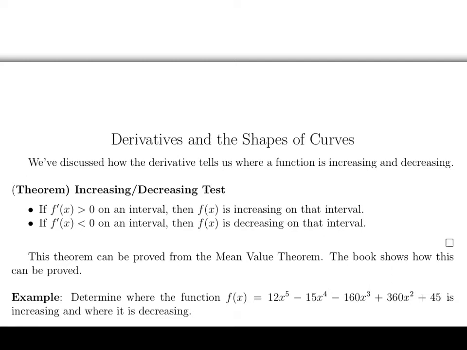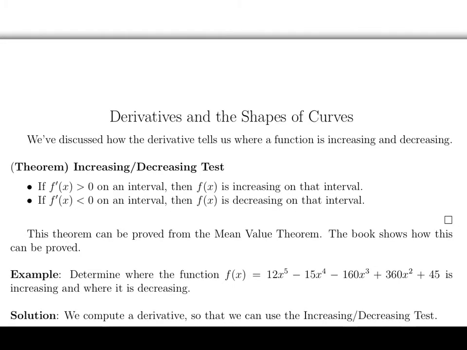Let's use this now to do an example of a problem where we're going to try to calculate where a function is increasing and where it's decreasing. So let's take this function, 12x to the fifth minus 15x to the fourth minus 160x cubed plus 360x squared plus 45. Let's find out where this is increasing and where it's decreasing. Now this is one of these problems that's actually really hard to do with your calculator, because your calculator is going to have a very difficult time trying to graph this thing. So the power of calculus is really useful here.